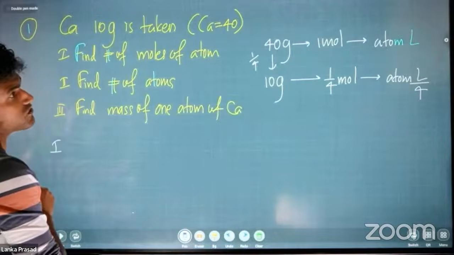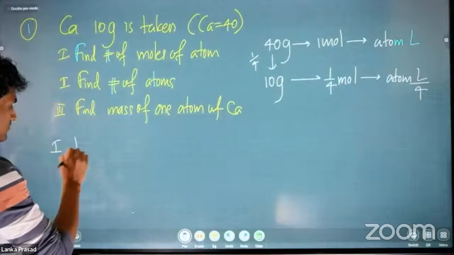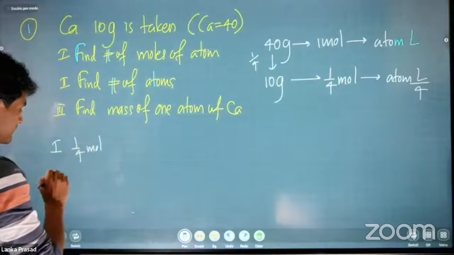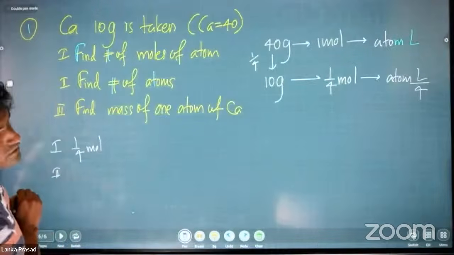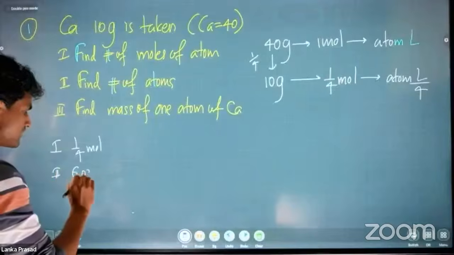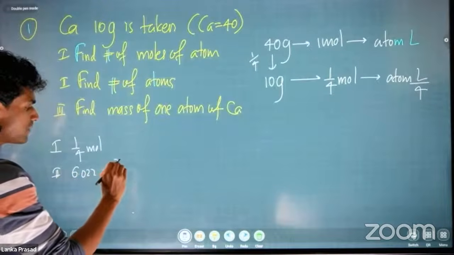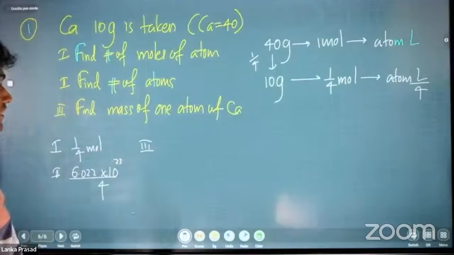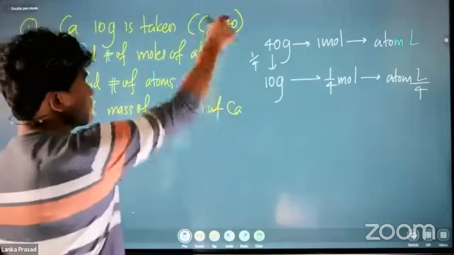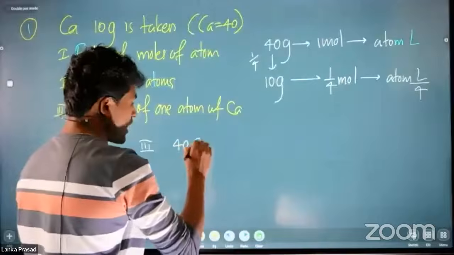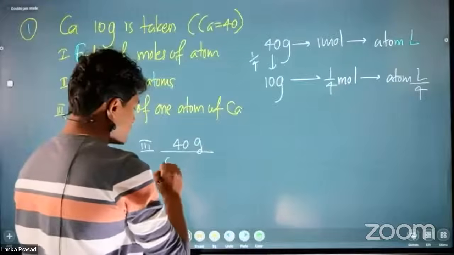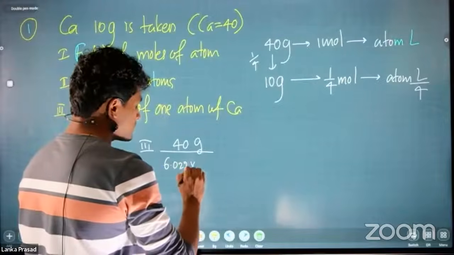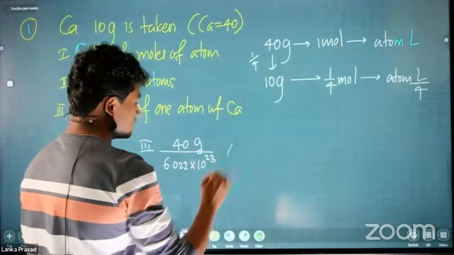Find the number of moles of atoms: 1/4 mole. Then find the number of atoms: 6.022 times 10 to the power 23 divided by 4. Third, find the mass of 1 atom of calcium. So 40 grams should be divided by 6.022 times 10 to the power 23. That's the answer.